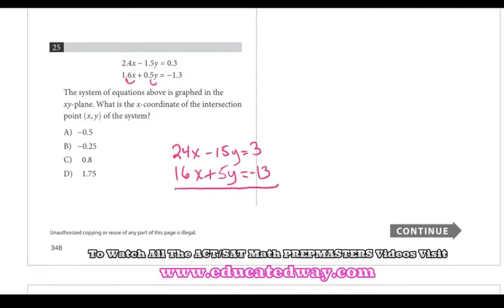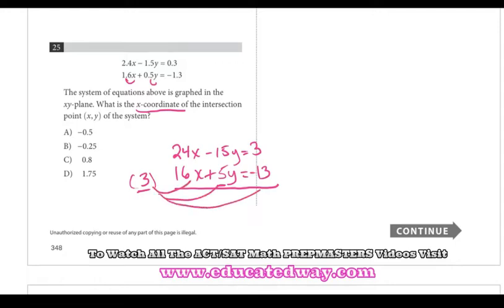Now, in elimination, we are allowed to multiply any row or both rows by any number, but the key is we want these to cancel. Since we are solving for x, we want the y's to cancel, and that's pretty simple. If we multiply the bottom row by 3, because 3 times 5 is 15, and we add that to negative 15, that would cancel. But make sure, students, you multiply all 3 of these by 3.